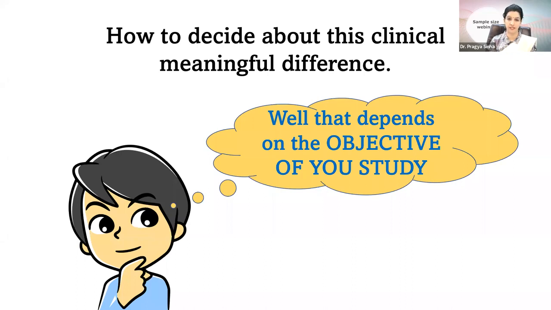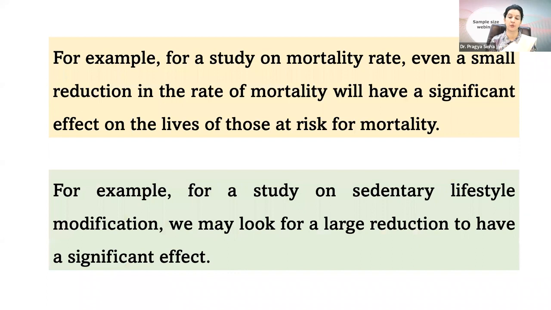Like if you are doing a study on mortality rate, even a small reduction in the rate of mortality will have a significant effect on the lives of those people who are at risk of mortality. But if you are doing something like improvement in sedentary lifestyle, maybe a dietary modification, a small reduction is not going to be significant, so maybe you are aiming at a larger reduction. That depends on the objective and the aim of the study also.